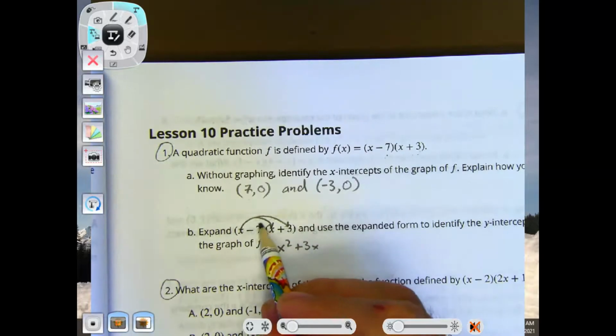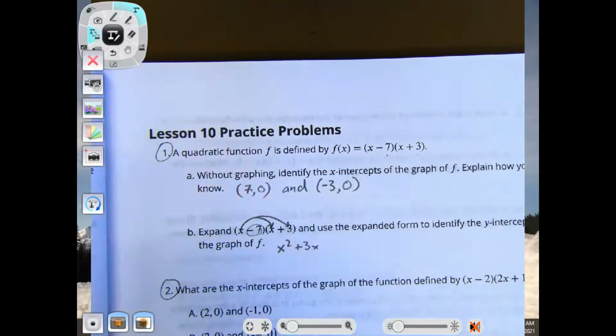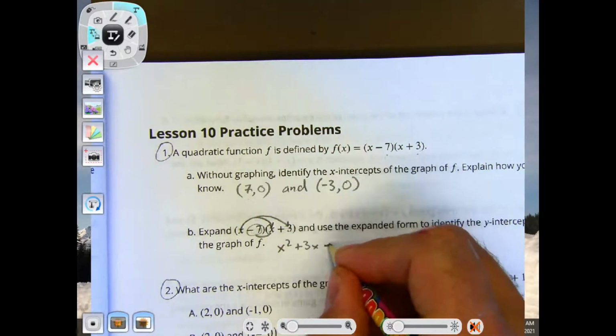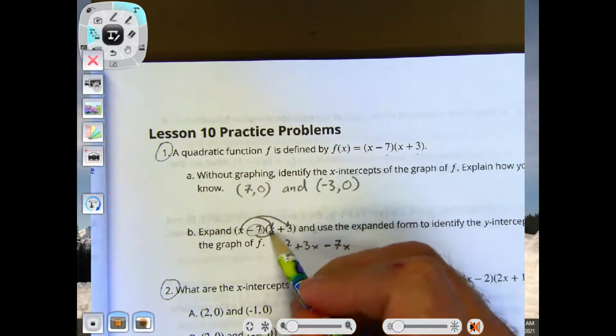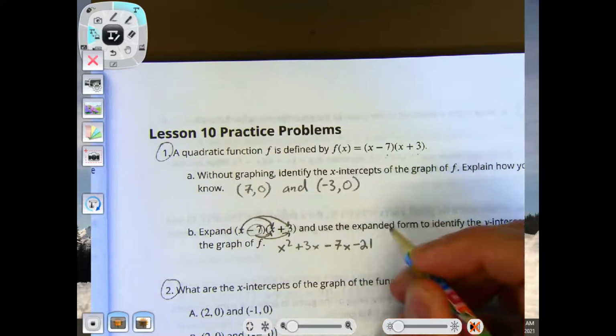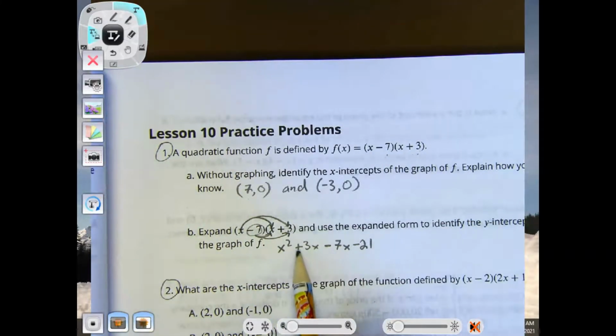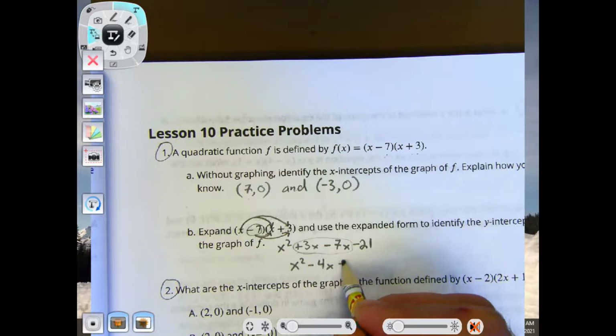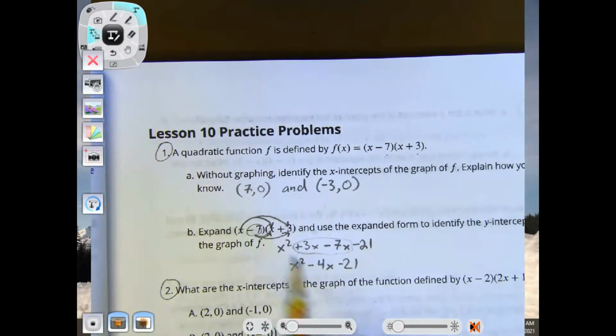I'm going to do the same thing with this term, negative 7x. Now I'm going to do it underneath, like an upside down rainbow. Negative 7 times x is negative 7x, and negative 7 times 3 is negative 21. All I have to do now to simplify this is combine my like terms, which are these two right here, and I get x squared minus 4x minus 21. If I distribute these two numbers, this is what it transforms into. This is the standard form of a quadratic equation.